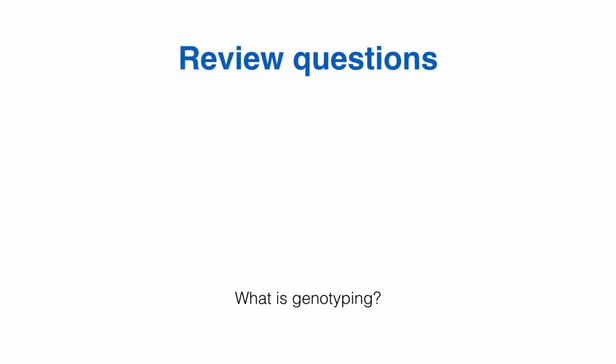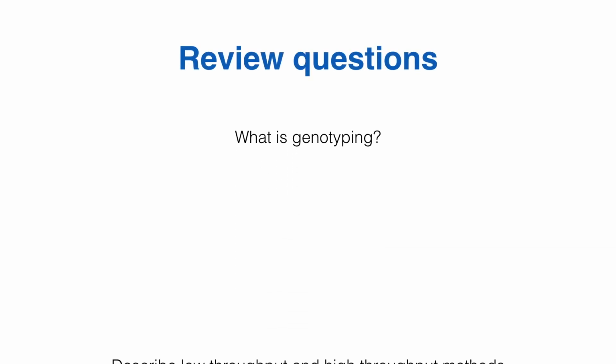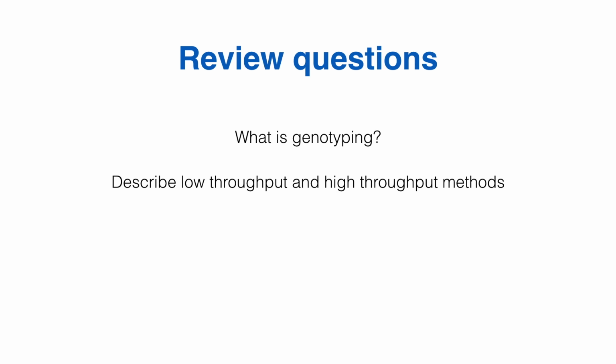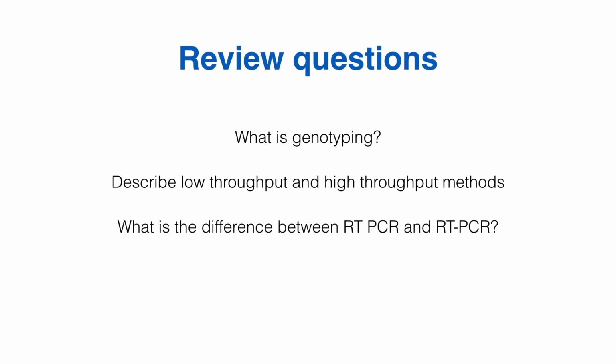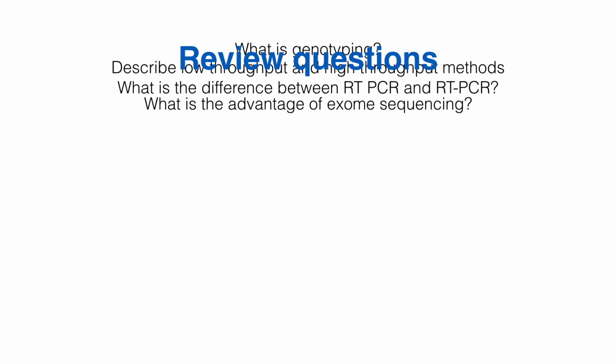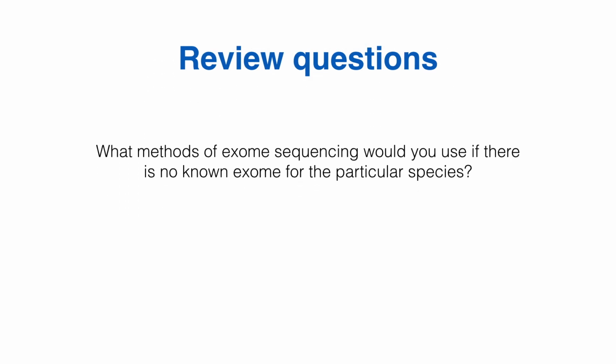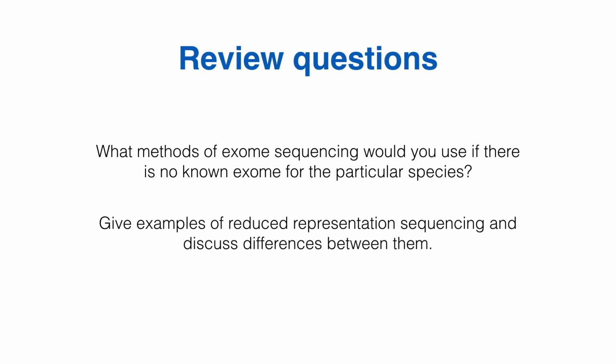At the end of this lecture, I provide you with some review questions. What is genotyping? What are low throughput and high throughput methods? What is the difference between RT-PCR and RT-PCR? What is the advantage of exome sequencing? What methods of exome sequencing would you use if there is no known genome for the particular species? Please give examples of reduced representation sequencing and discuss differences between them.